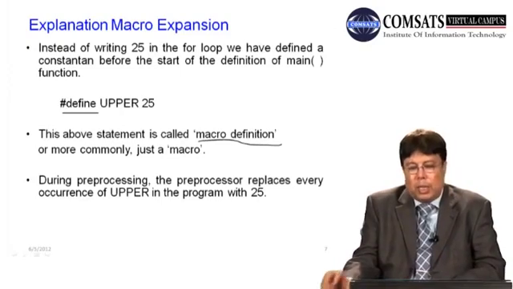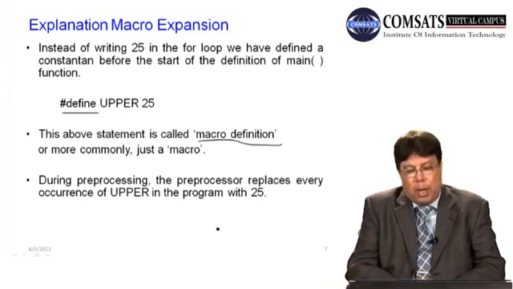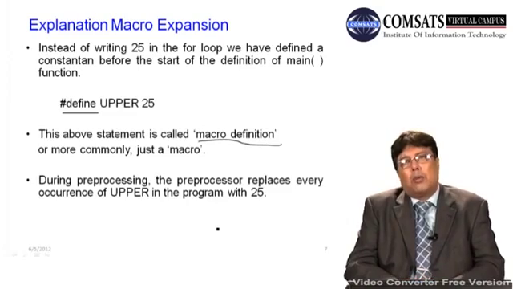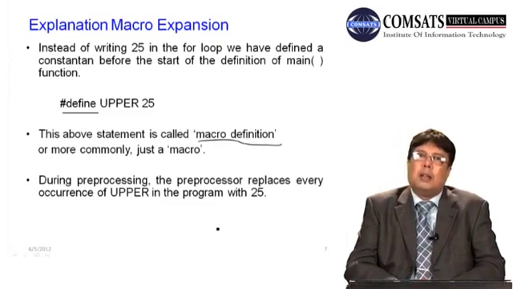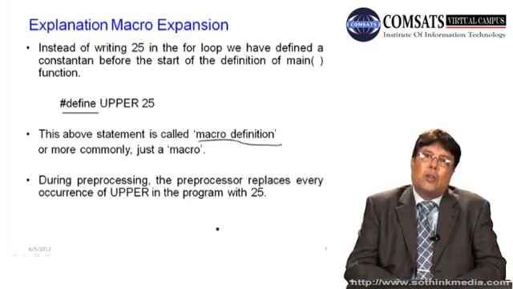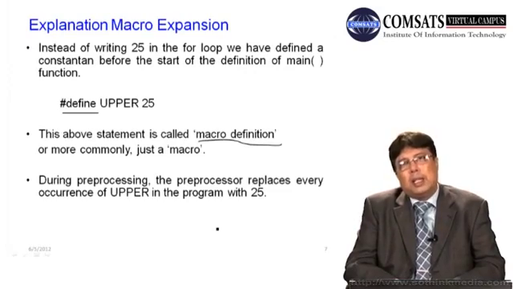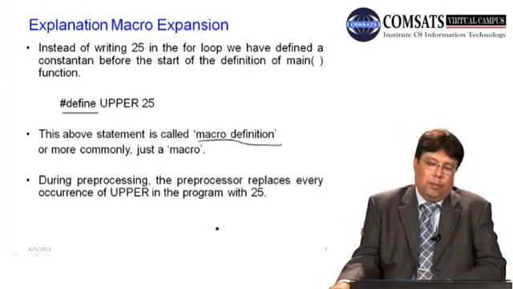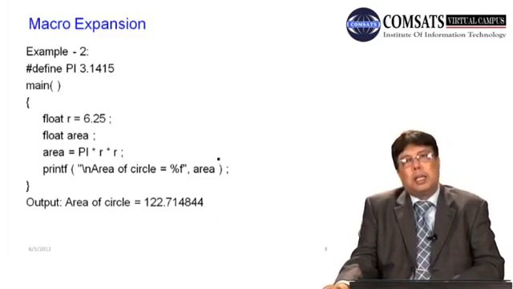During preprocessing, the preprocessor replaces every occurrence of upper in the program with 25. You might have used a command in Microsoft Word, find and replace. So this directive is basically find and replace. What it does, it finds all the occurrences of upper in the main program and replaces them with the value that we have provided, and in this example the value that we have provided is 25. So basically this is a find and replace command.